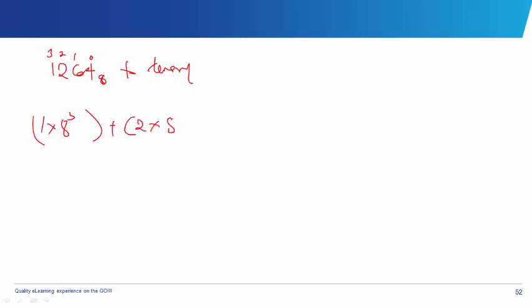Okay, so let's try converting another number to base 10. So we have 1264 in base 8, convert to denary. Okay, so to convert to denary, we have as usual 1 0 2 3. We now have 1 times 8 raised to the power 3 plus 2 times 8 raised to the power 2 plus, sorry, 6 times 8 raised to the power 1, then plus 4 times 8 raised to the power 0.